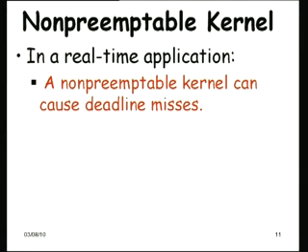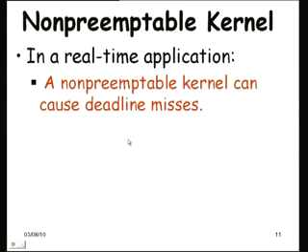So, the main reason they made the kernel non-preemptable, that is, masked all the interrupts when it is in kernel mode, is to preserve the integrity of the kernel data. That was the simplest thing to do. Let the current process complete, and then only another process can start. But in a real time application, a non-preemptable kernel can cause deadline misses.